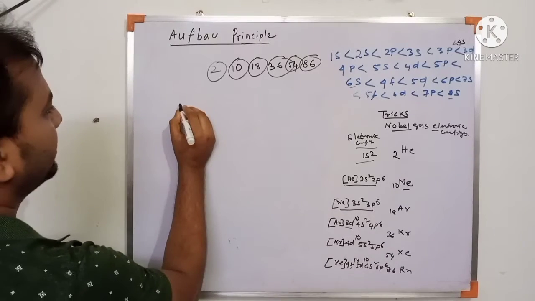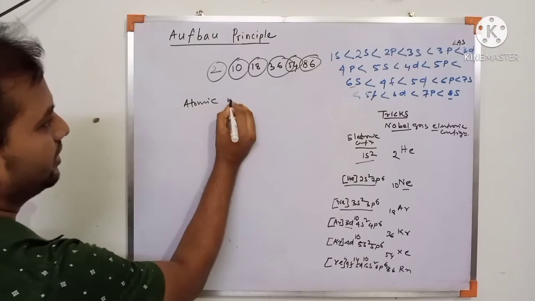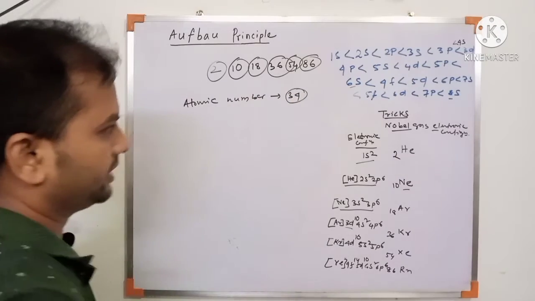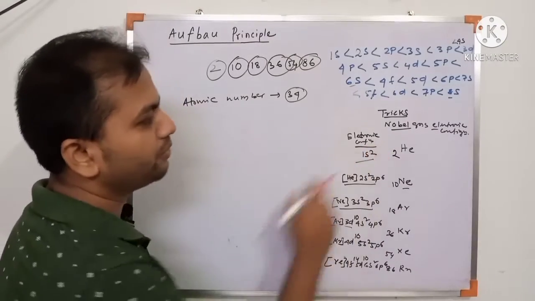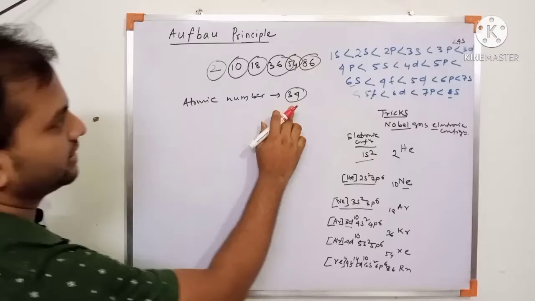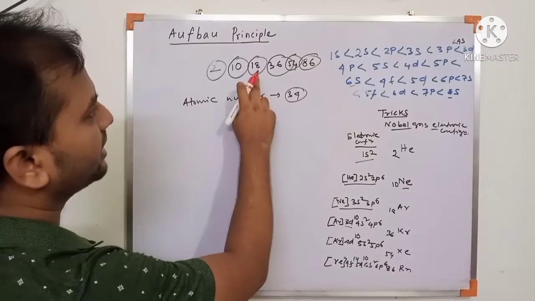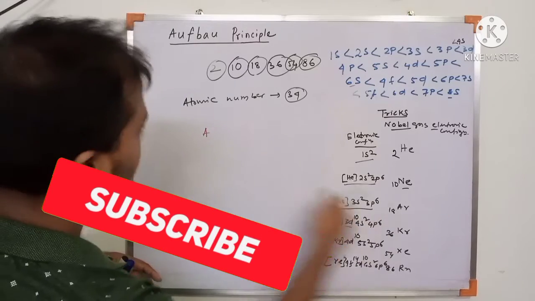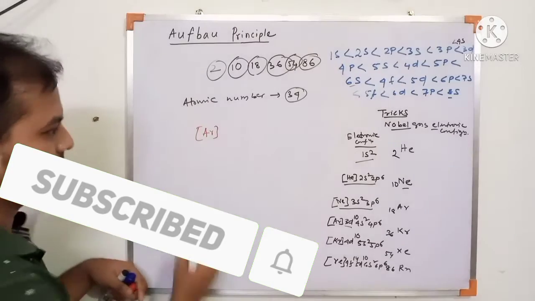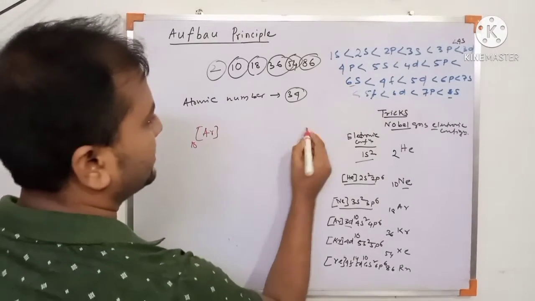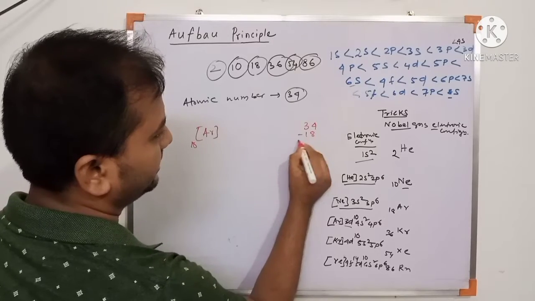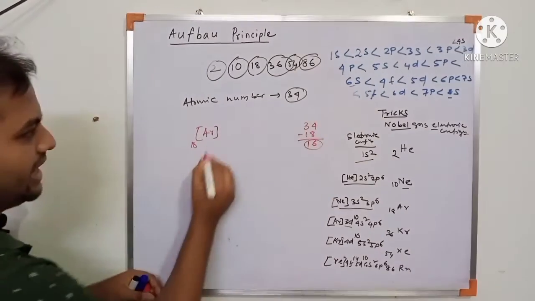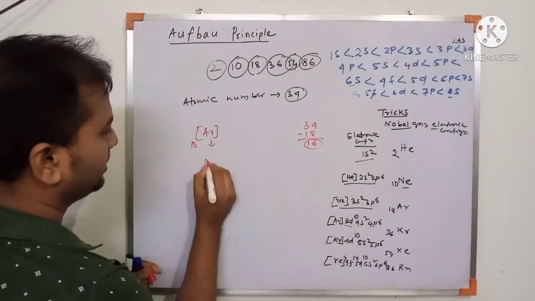Now suppose the atomic number is 34. For its electronic configuration, first see the atomic number of the noble gas before 34. That is 18, argon. So first draw argon, 18. Then subtract: 34 minus 18, so 16 electrons remain.